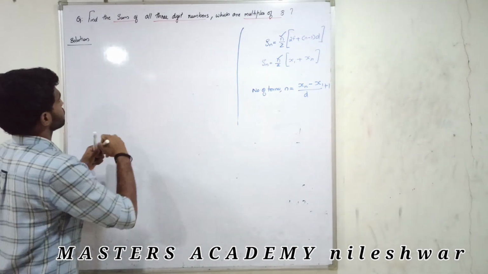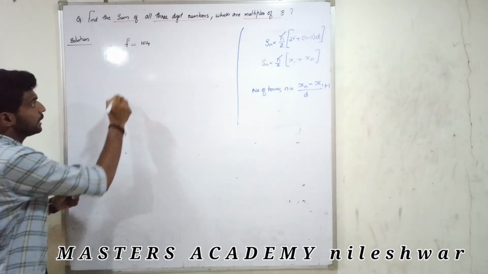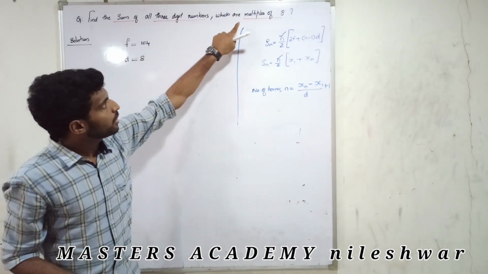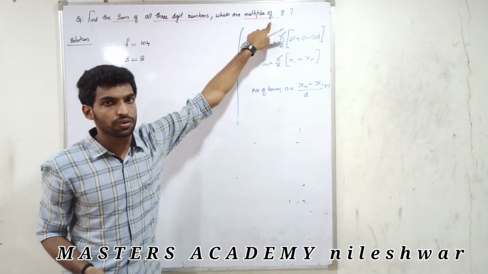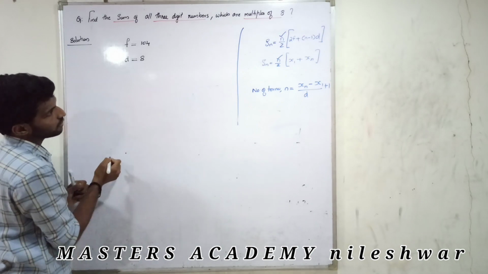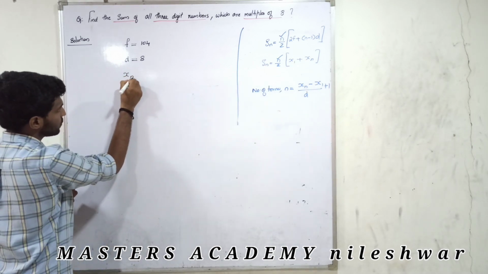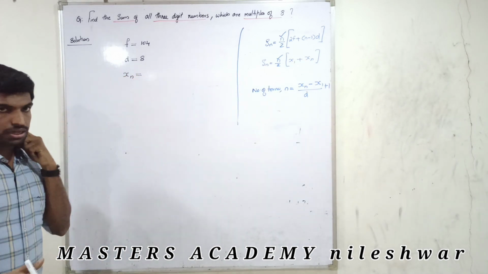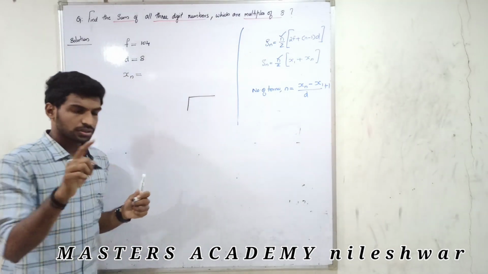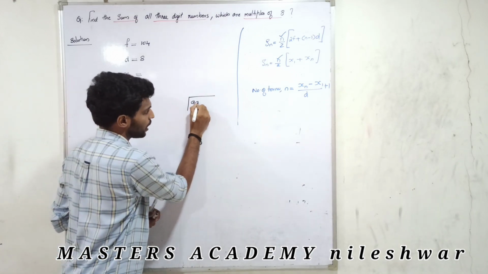So we get F, that is, first term equal to 104. Okay. Common difference D equal to 8 itself. Since they are asking us to find the multiples of 8, the common difference is 8 only. Then next what we want is the last term, xn. So in order to find xn, listen carefully. It is another method, not like finding the first term. We know that the first 3-digit number is 100. Like that, the last 3-digit number is 999.